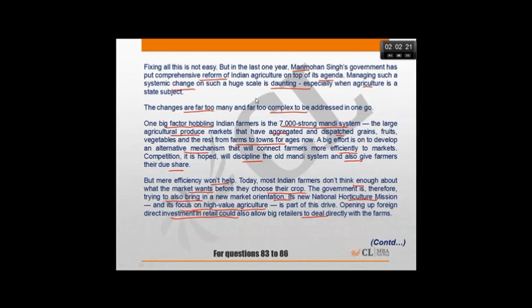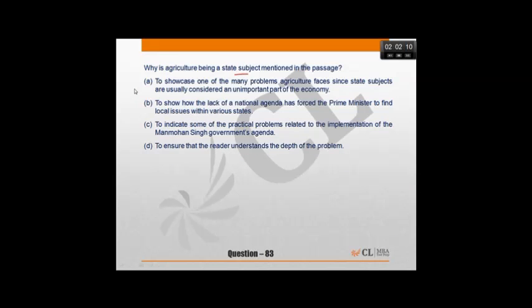Especially when agriculture is a state subject. Okay, so that means it is not in full control of the central government. To showcase one of the many problems agriculture faces, state subjects are usually considered unimportant. No, it is not about being unimportant. To show the lack of a national agenda has forced it to find local issues with various states, again not connected. Choice C, to indicate some of the practical problems related to implementation. Could be the answer, because if it is a state subject, that is not fully in control of the central government. To ensure the reader understands the depth of the problem. No, not really. I will go with choice C.